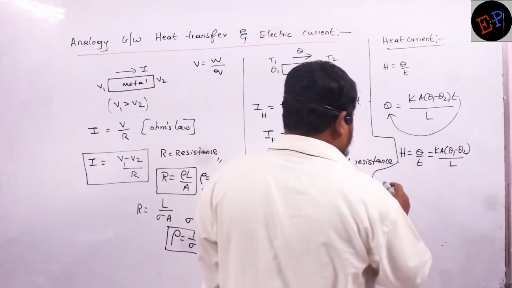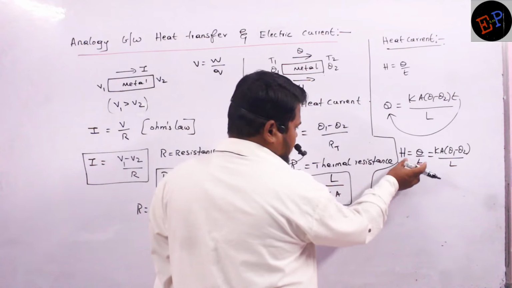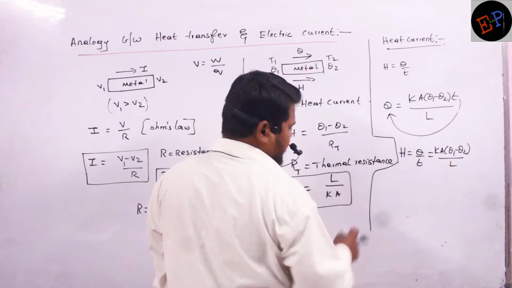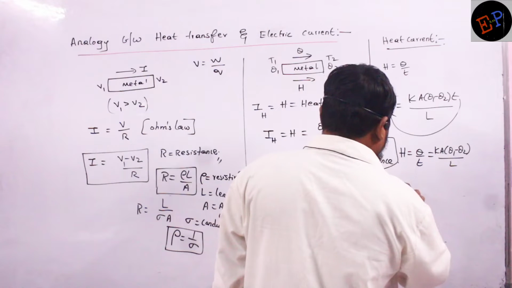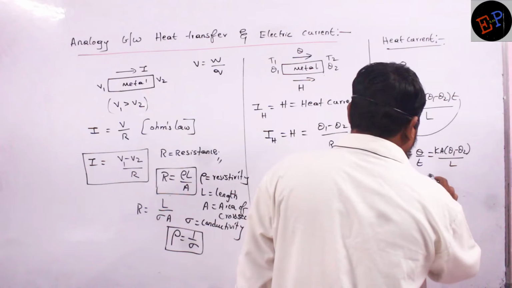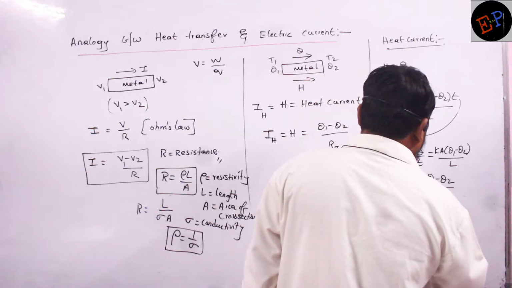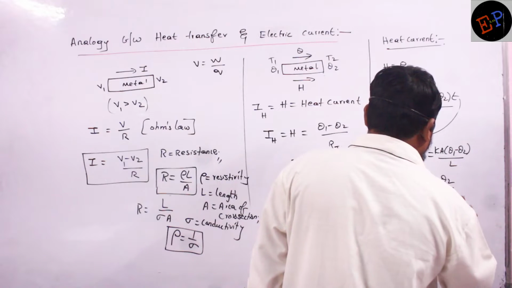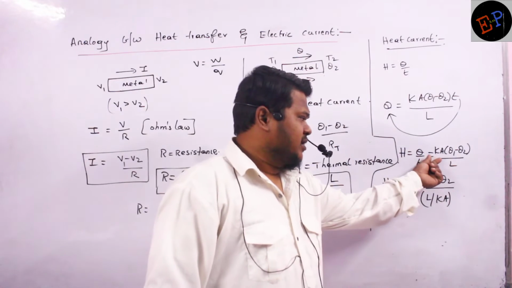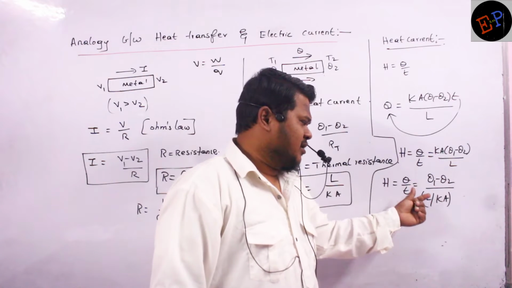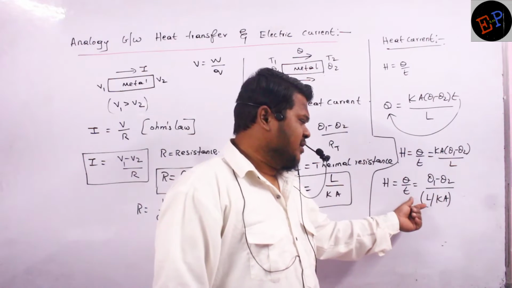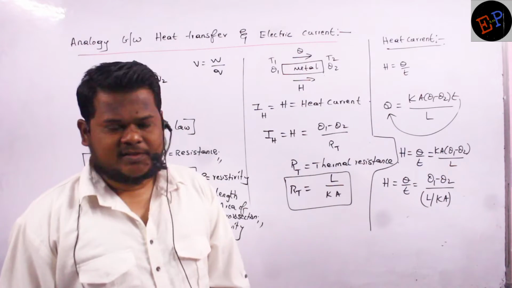Now let us manipulate this one. Let us try to write a relation between this R and this H. So H also can be written as Q by T. This can also be written as theta 1 minus theta 2 divided by L by K into A. Can I write that? So K into A is in the numerator, so it becomes denominator to denominator. The denominator is L by K into A. Are you able to understand?